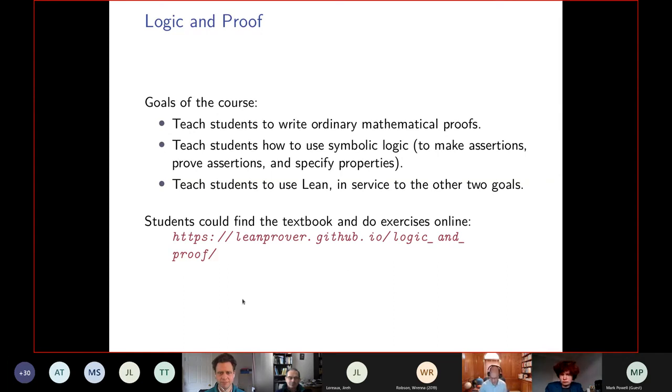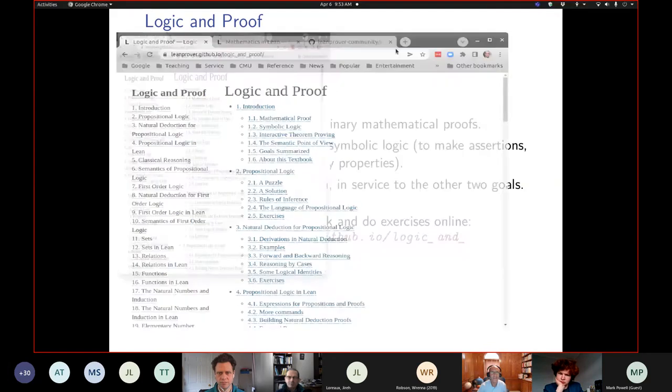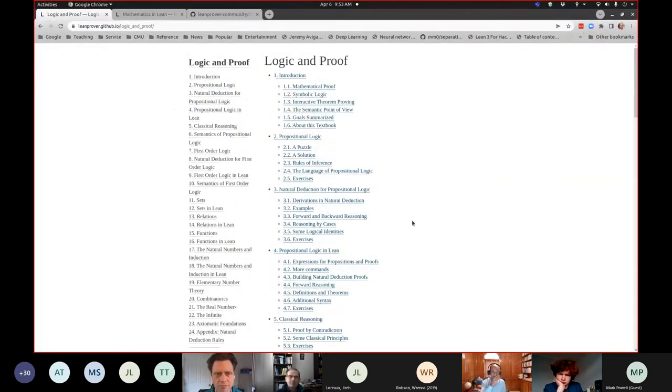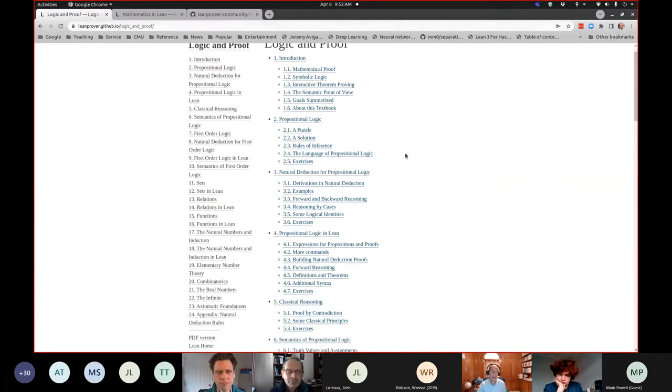And I think the next slide is basically a summary of the contents. Yeah, but let me just do it this way. Let's see. So yeah, there it is. So here's the textbook. You can find it online at leanprover.github.io, Logic. And if you search for it or go to my webpage, you can find it.